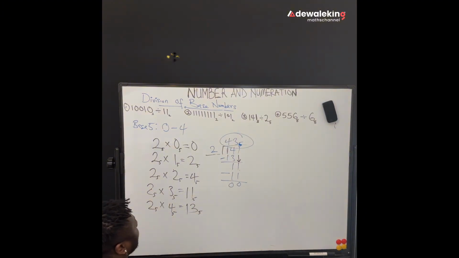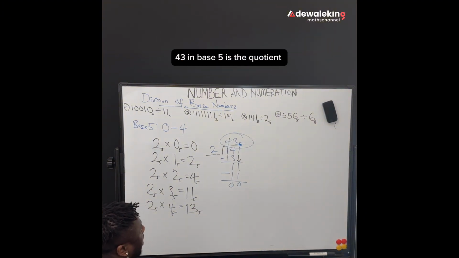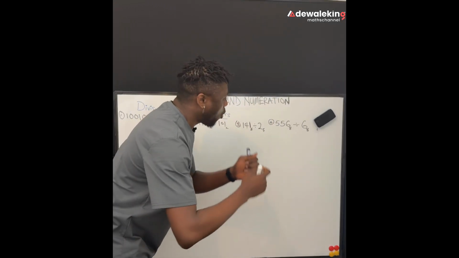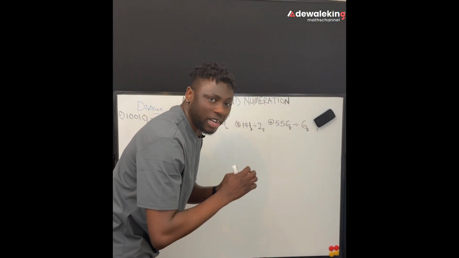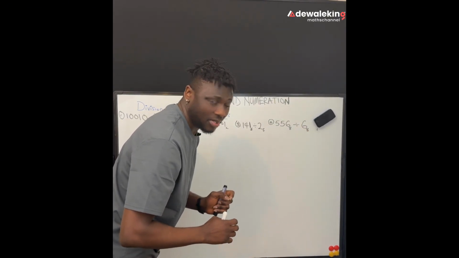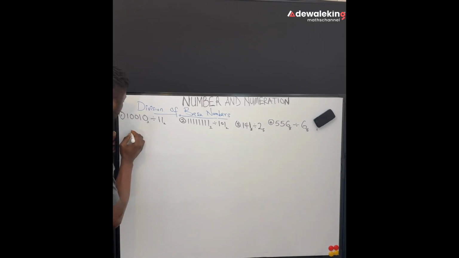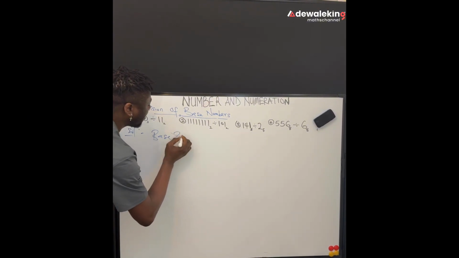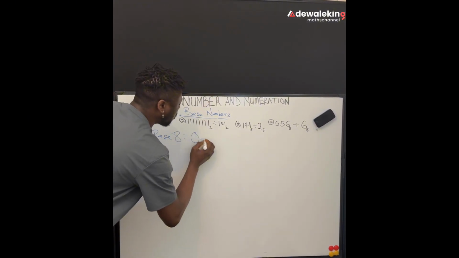And this is the answer. So now let's look at number 4. To start with number 4, we are going to take the multiplication timetable of 6 base 8. And that will be the solution. Base 8 is 0 to 7.